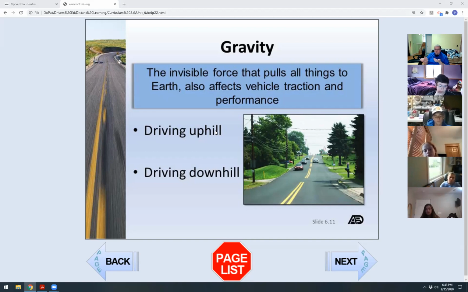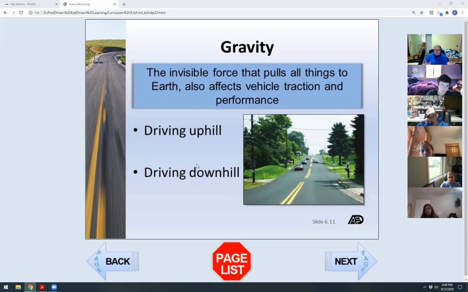Now think about a hill. When you get to the top of the hill, either it's going to go back down the other side or it's going to level off. In either case, gravity is not going to be working against you anymore. So you've put more pressure on the gas pedal to get up the hill. Once you're at the top, actually just before you're at the top, you want to take pressure back off the gas pedal. That way, when you get to the top and gravity is no longer working against you, you won't accelerate uncontrollably.